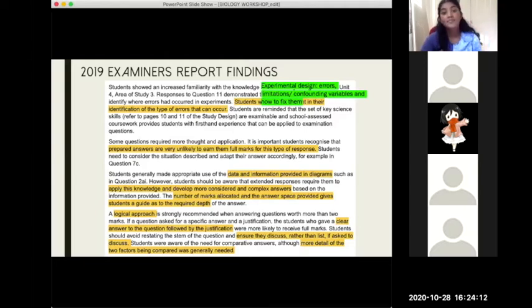Some questions require more thought and application. Students that have prepared answers are very likely to earn full marks for this type of response. So for things like natural selection and allopatric speciation, there can be a methodology that you follow to answer the questions. You can have little mnemonics to remind yourself what points you need to bring up, like variation, gene flow, things like that.